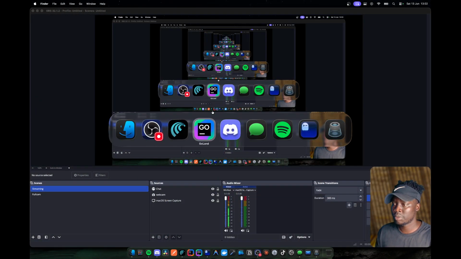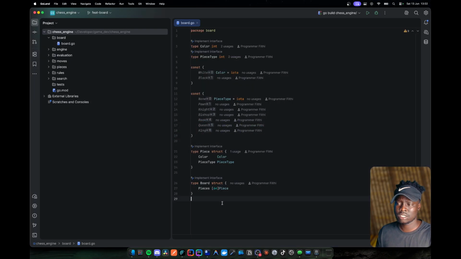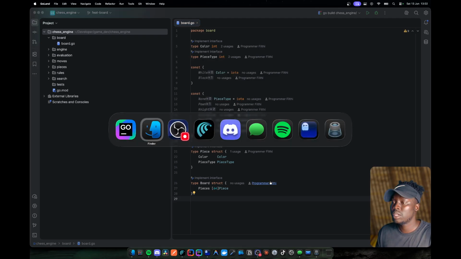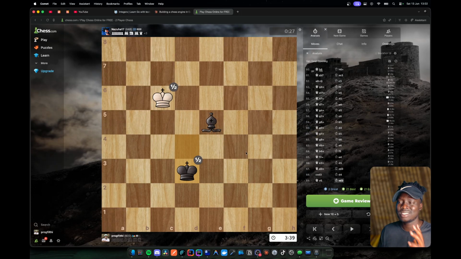I'm just going to open my application. As you can see, this is Golang. This is my IDE of choice, right? If you use VS Code, I don't know what you do with your life, but it is what it is. So let's get straight into a chessboard.